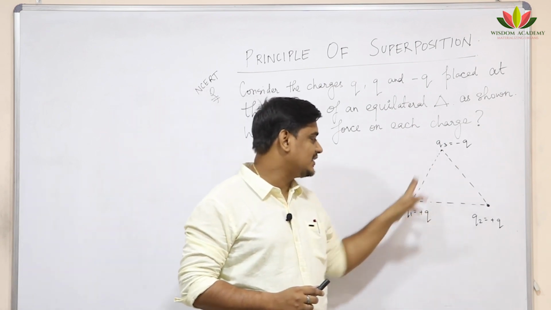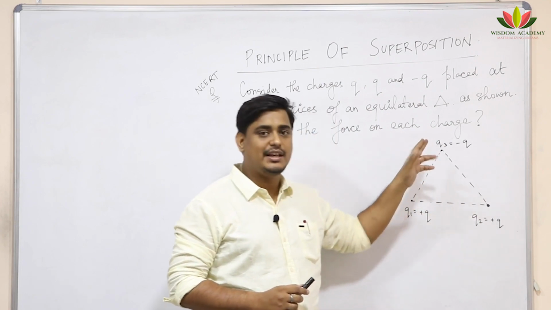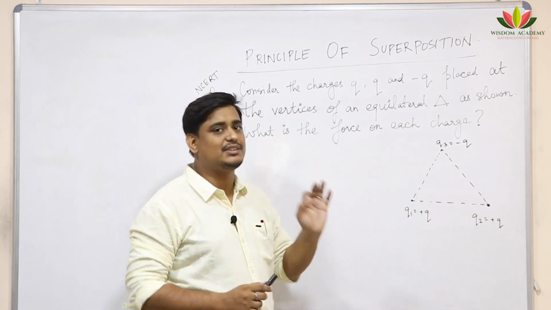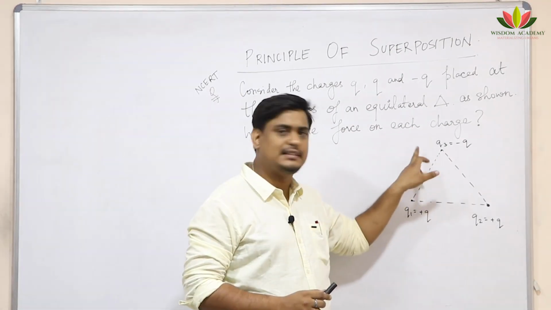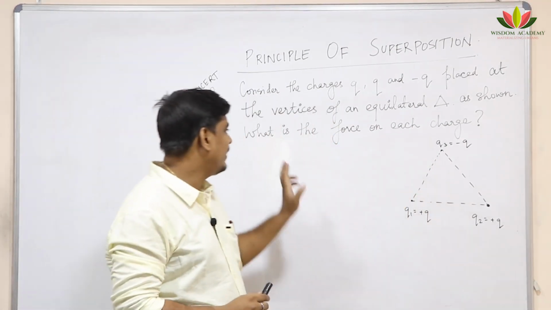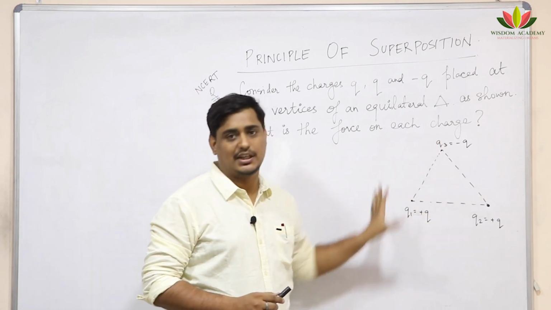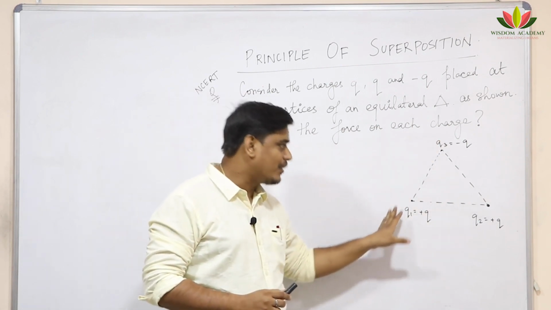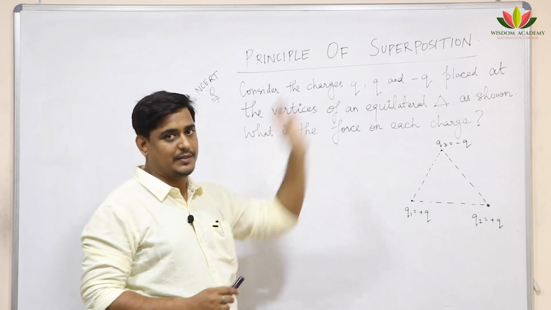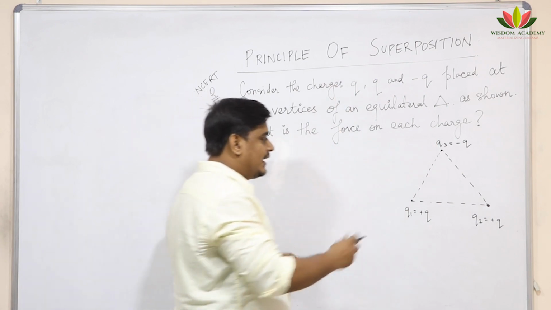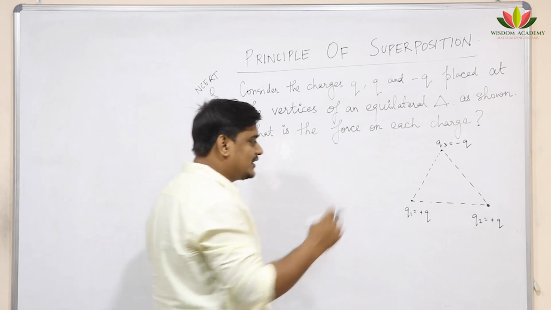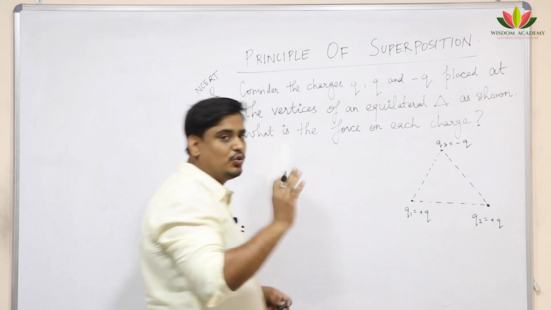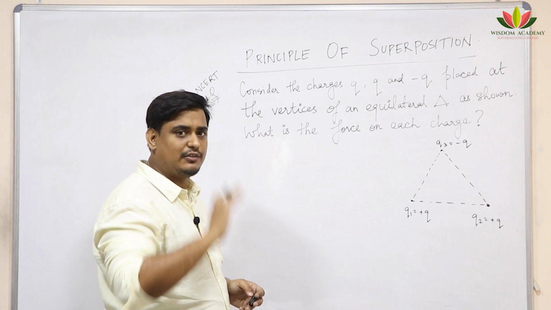So I have three charges now, Q1, Q2 and Q3, which are placed at the vertices of an equilateral triangle. It means the angles are 60 degrees. Now what are they asking? They are asking you to find the force on each charge. So what is the force on Q1, what is the force on Q2 and what is the force on Q3. One thing is very sure, that these two charges are positive, they will repel each other. So first let me find the forces acting on Q1, Q2 and then I will talk about Q3.